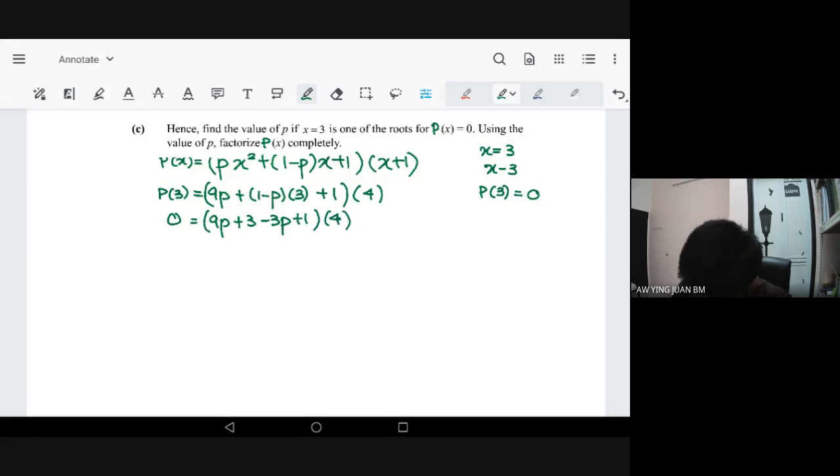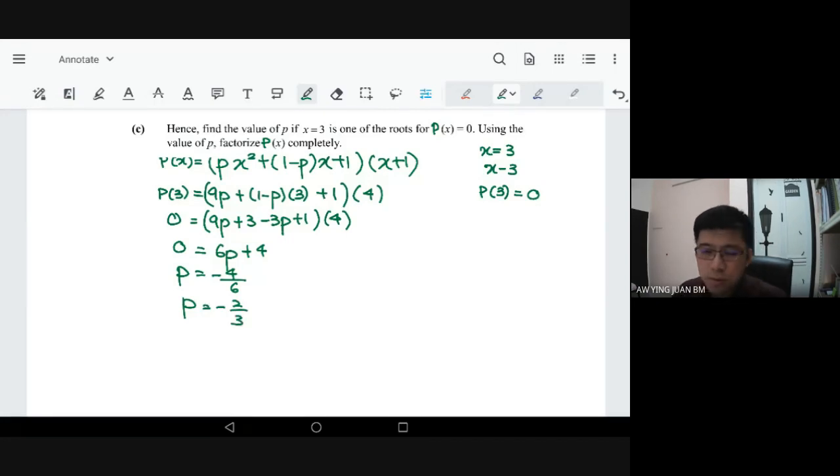So simplify the situation. 6p plus with the 4 is equal to 0. So p is equal to negative 4 over 6. So p equals to negative 2 over 3. Negative 2 over 3 is the value of p. So the question says, find the value p. So p equals to negative 2 over 3.